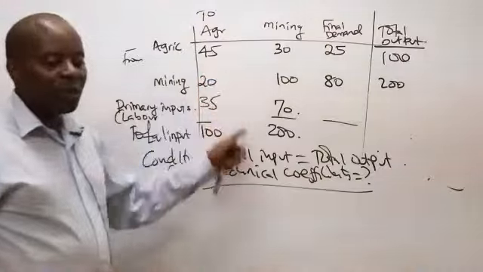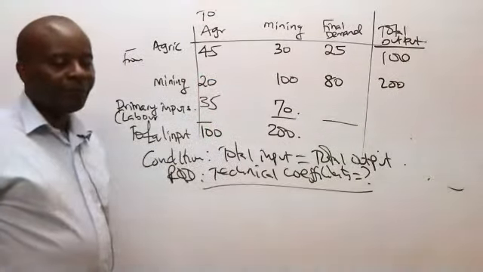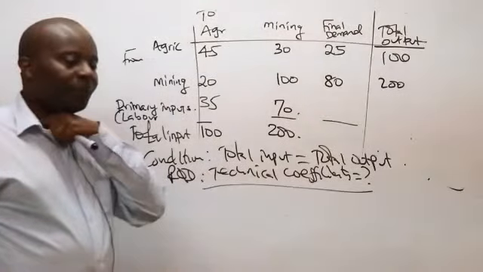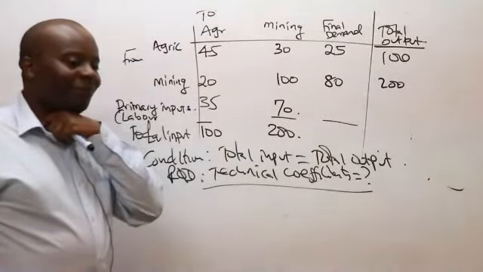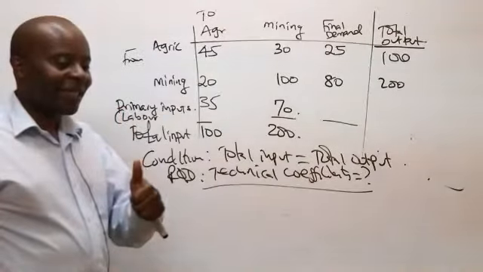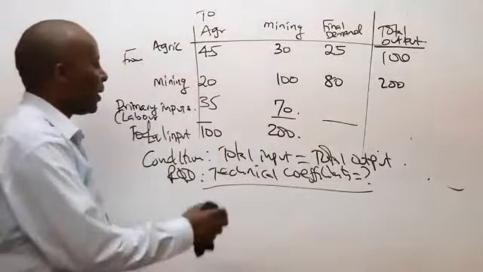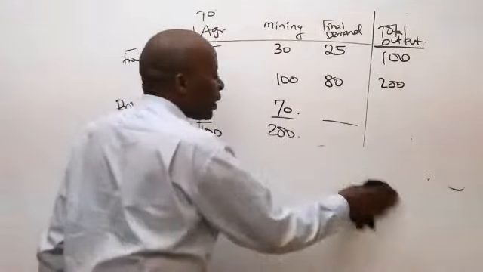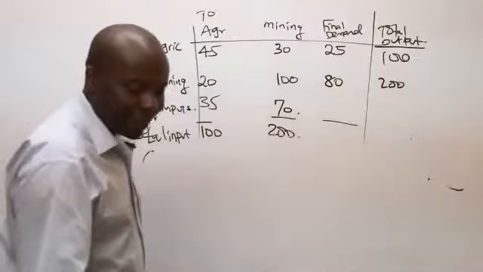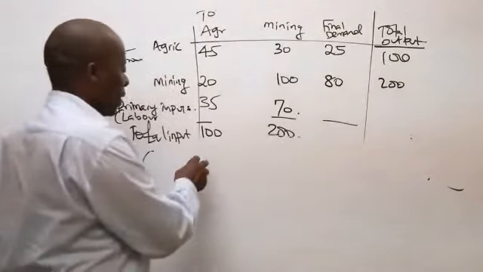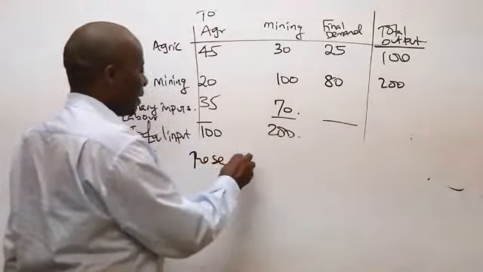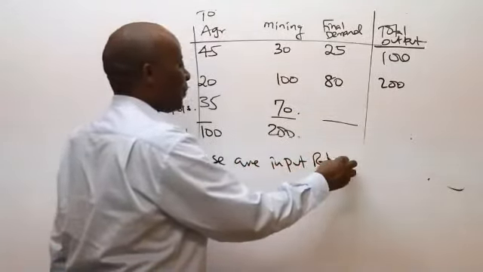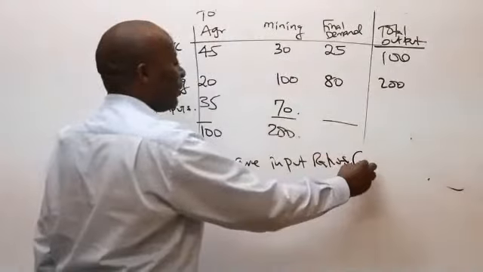Have you written up to here, my friends? Yes, thank you very much. So technical coefficients are basically the input ratios. Tell us there that these are the input ratios. We normally call them A.